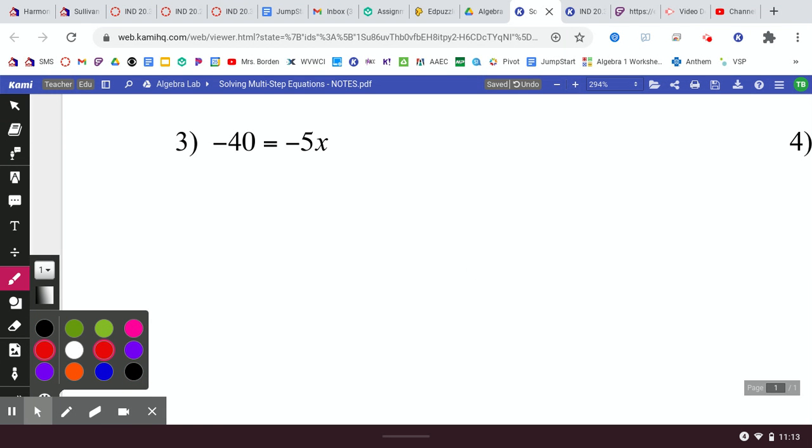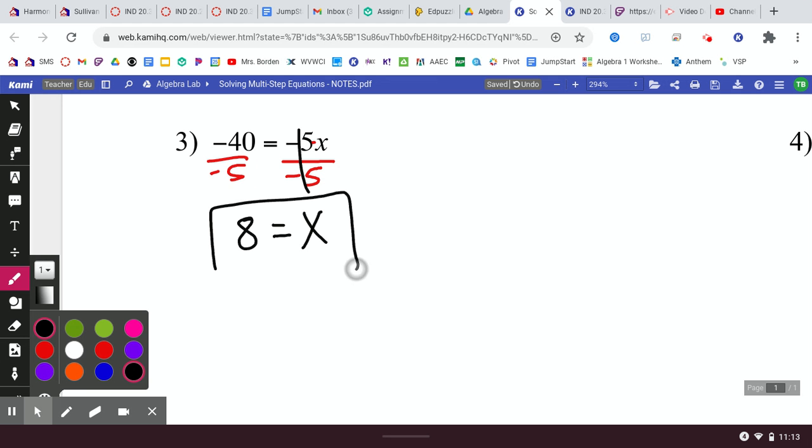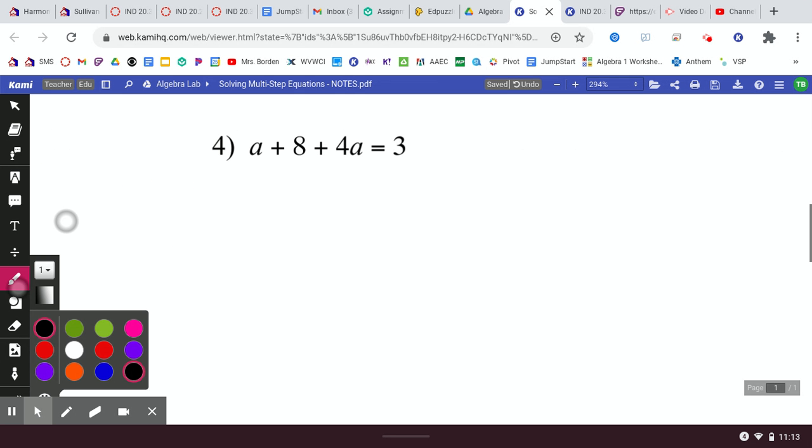-5 is attached to our X. It's attached by multiplication. Anytime a number and a letter are next to each other, that's multiplication. So in order to break it loose, we do division. So we're going to divide by -5 on both sides, remember, because we keep it even. And when we do that, we get our X by itself on the right. And on the left, -40 divided by -5 is +8. So your answer is X equals 8. Okay? All right. Now let's move on to some new stuff.